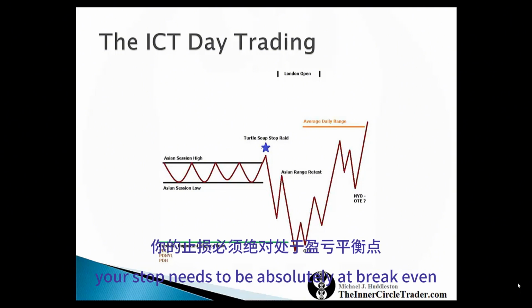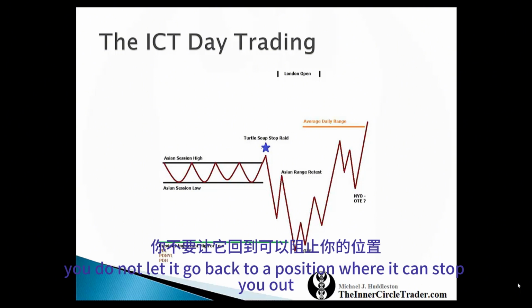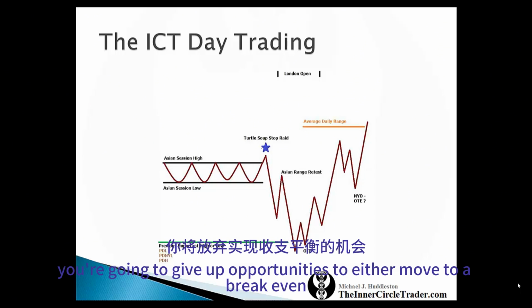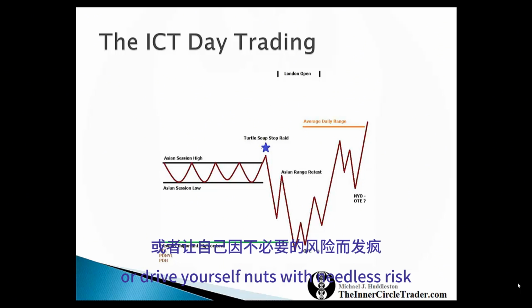Your stop needs to be absolutely at break even. You do not let it go back to a position where it could stop you out. If you do not do this, you're going to give up opportunities to either move to a break even or drive yourself nuts with needless risk. You don't need to do that.